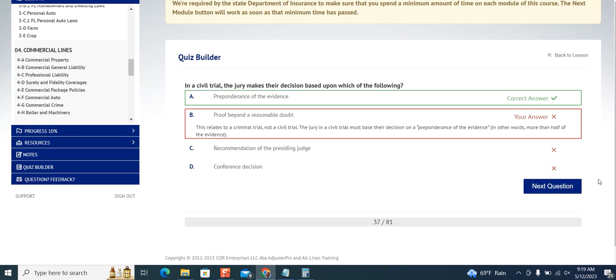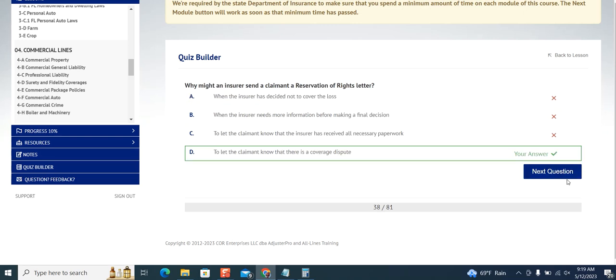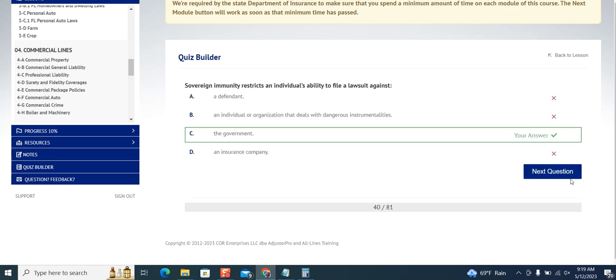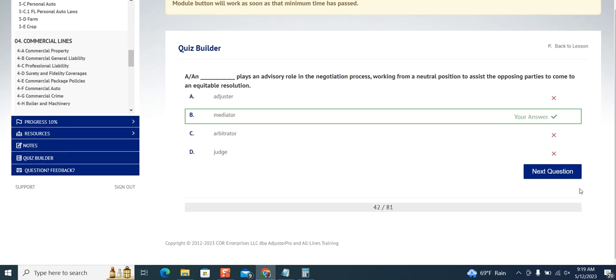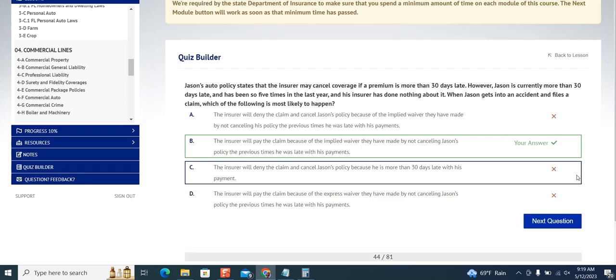Let's see. In a civil trial, the jury makes the decision based upon the evidence. See, I don't know what I was thinking. We should have had that one. Which of the following is not a duty of a captive agent? Negotiating settlements. I just gotta get back to studying what a captive agent is, because I just didn't know.